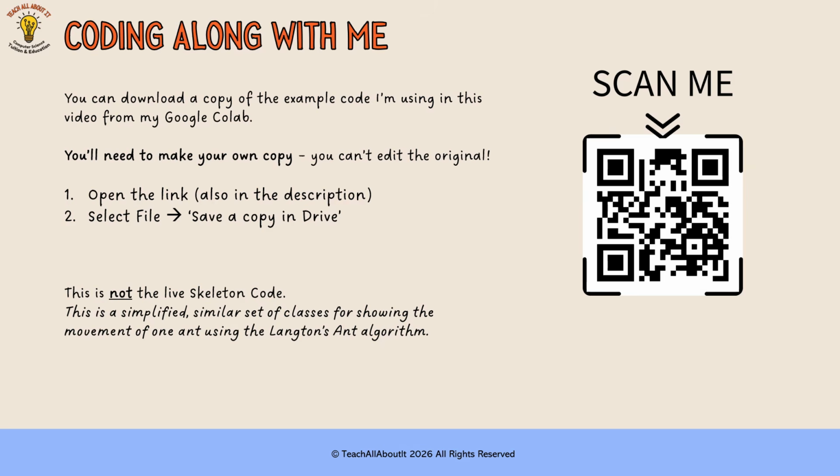So in order to use the Google Colab, once you have got to the link or scanned the code, you are going to need to make your own copy. So you can't edit the original because that is a template, but what you can do is you can go up to the File menu, click on Save a Copy in Drive. That will save it into your Google Drive. If you don't use Google Drive, the downloadable copies on the website allow you to just enter that and have some Python code.